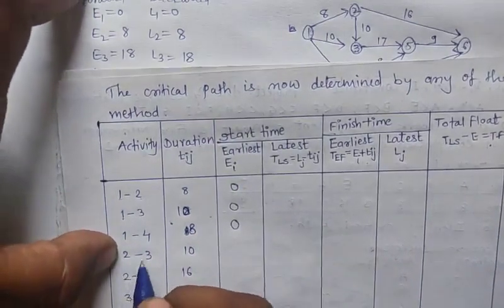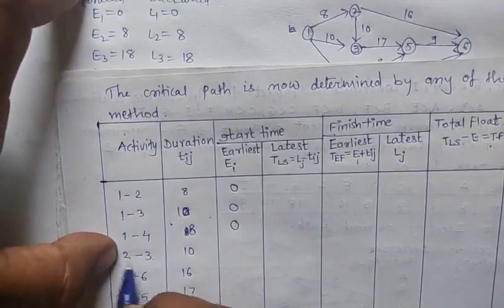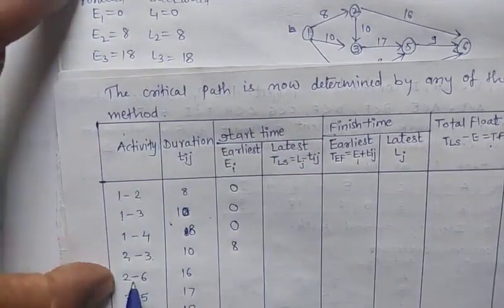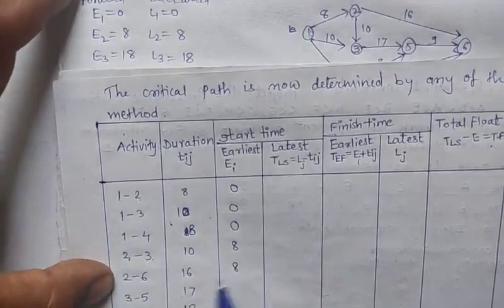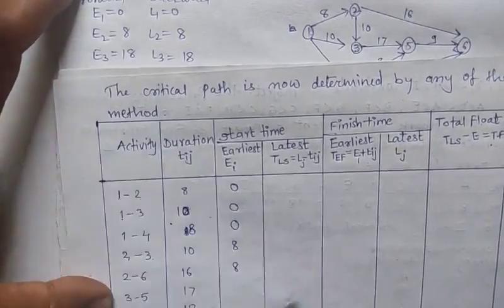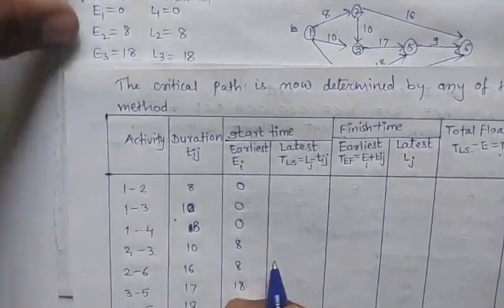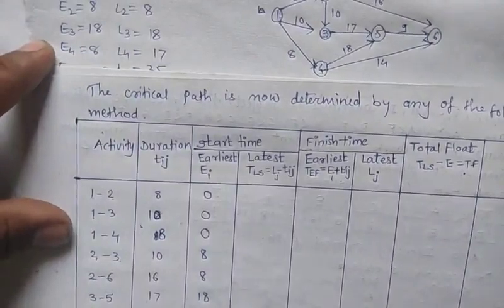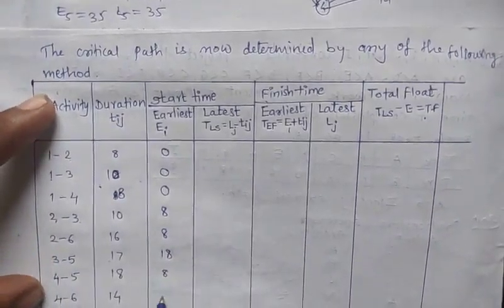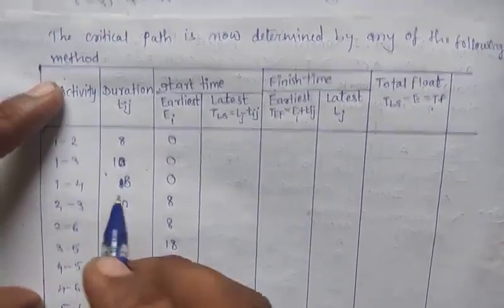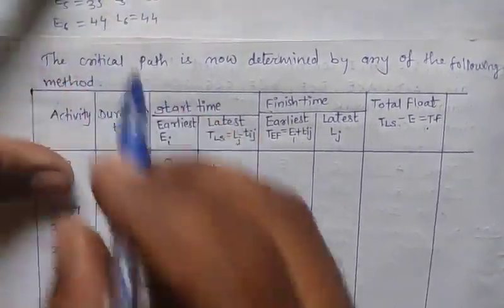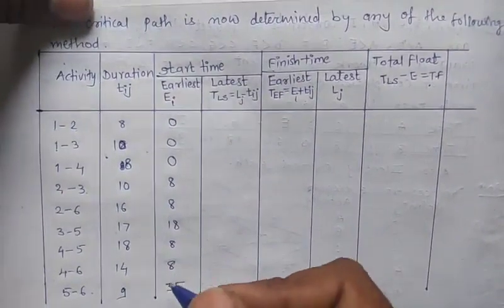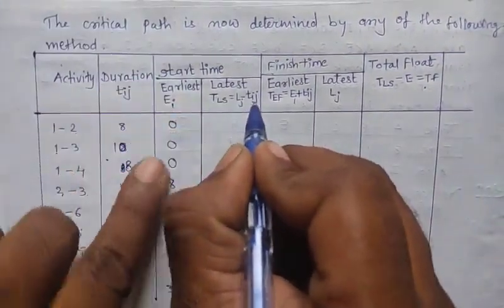Now here this is IJ, right? So the value of E2 is 8, and again 8. Next, the value of E3 is 18, which we calculated from the forward pass method. Now the value of E4 is 8, again 8, and last, the value of E5 is 35, right? So this is 35.